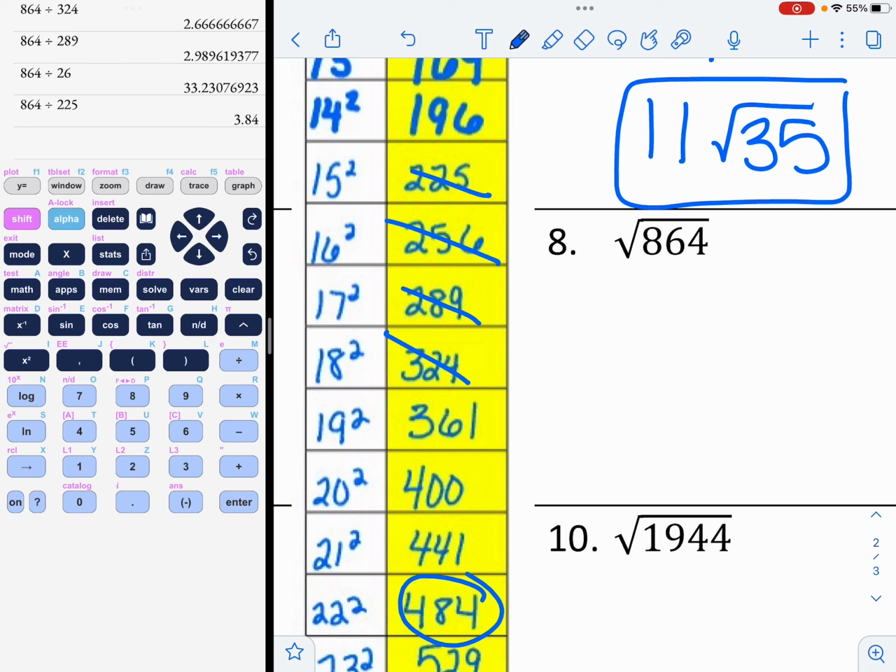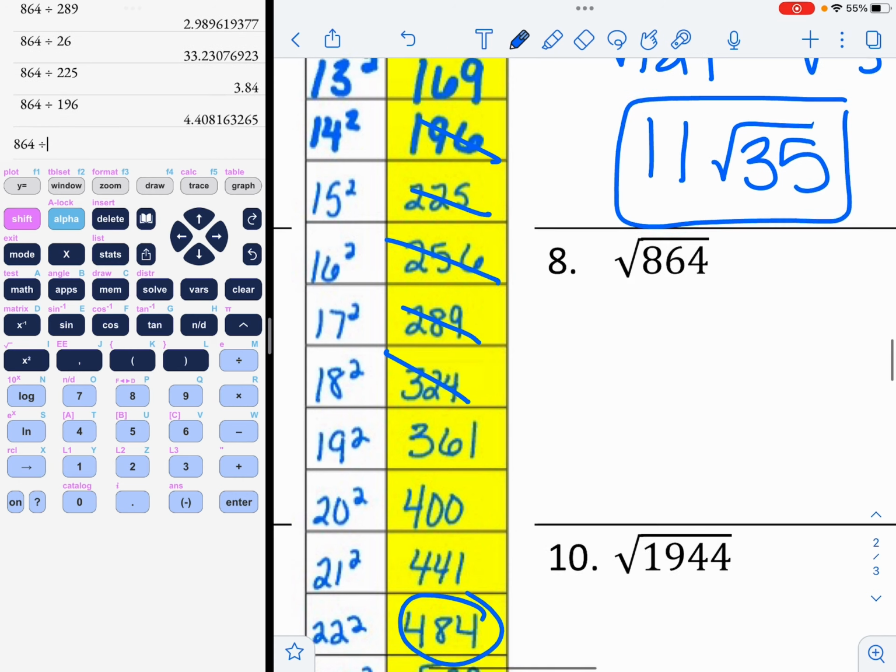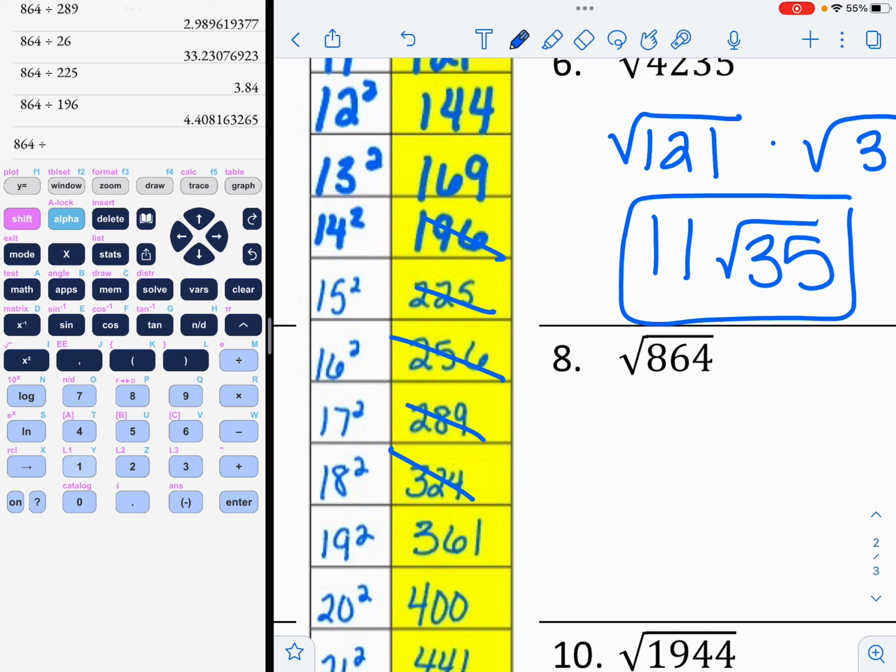No. 864 divided by 196. No. 864 divided by 169. No. 864 divided by 144. Yes.